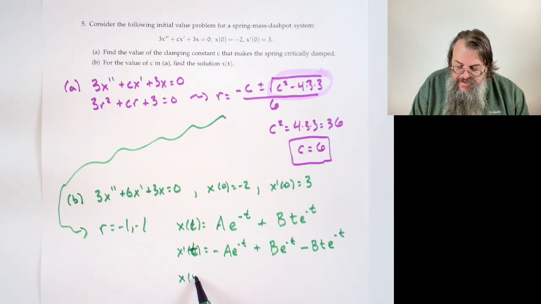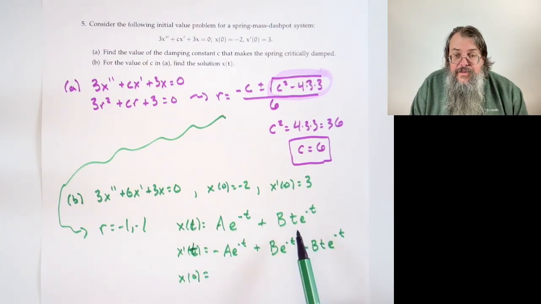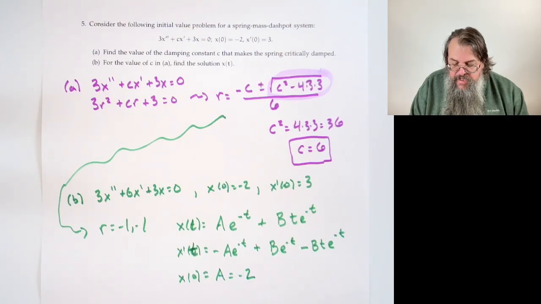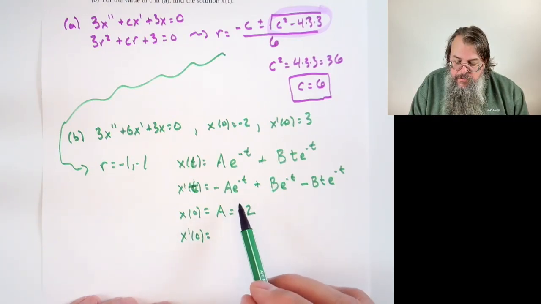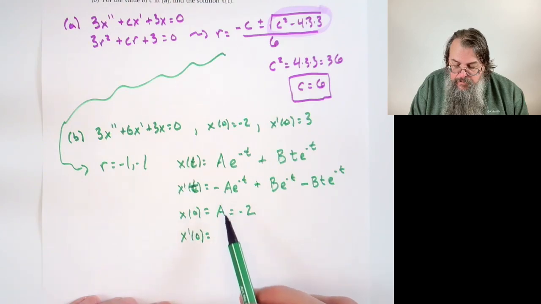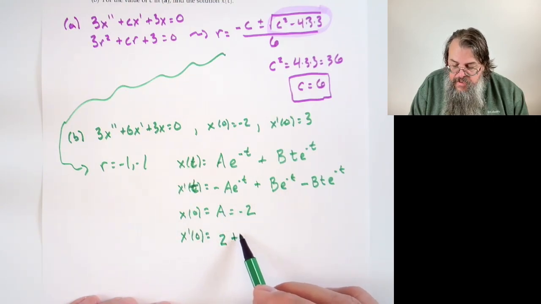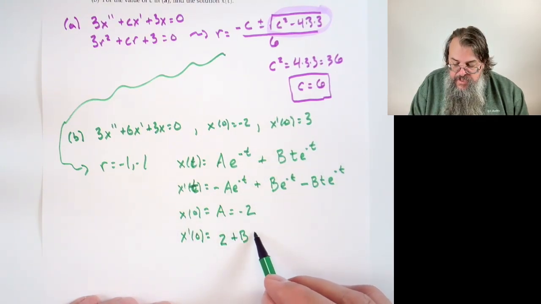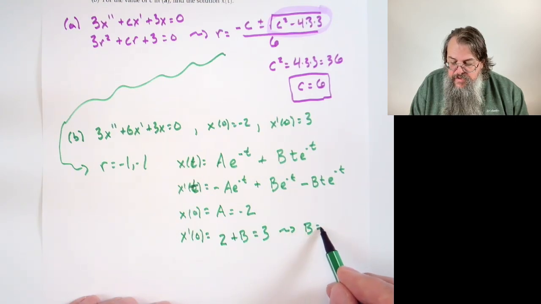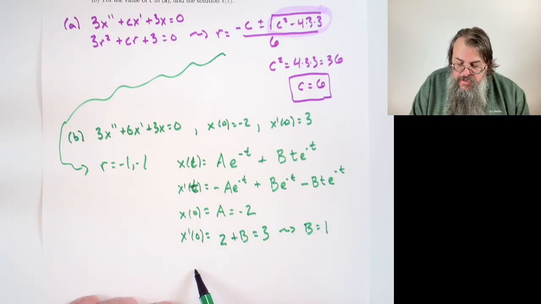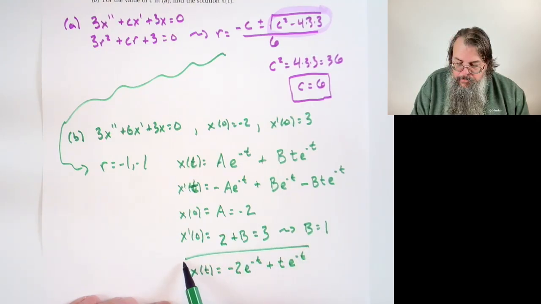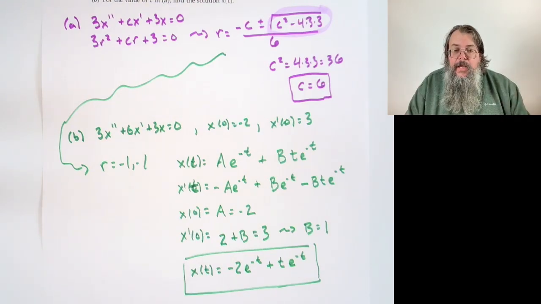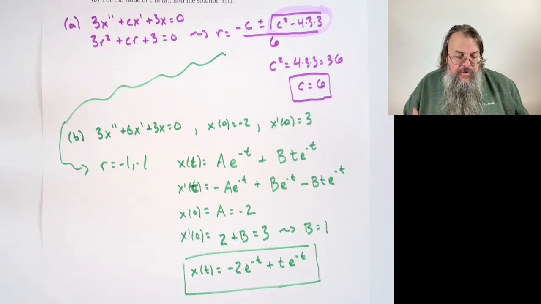Now, plug in x(0): well, that's a and 0. So you get a equals minus 2. And then x'(0) should be minus a, but we know what a is, so minus a is 2, plus b, and minus 0. That should equal 3. So that says, hey, b needs to be 1. So putting them in, our answer is x(t) = -2e^(-t) + t e^(-t). And that's it. We're done, because we found the solution.